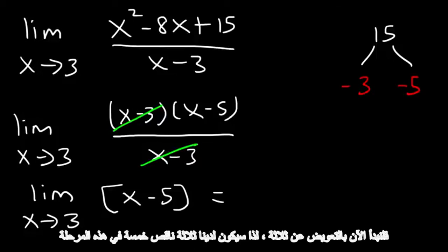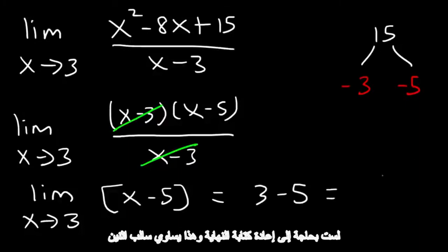So now let's plug in 3. So it's going to be 3 minus 5. At this point, we don't need to rewrite the limit. And this is equal to negative 2. And this is the answer.